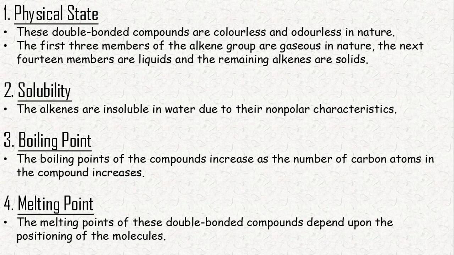The boiling point of these compounds, like ethene, increases as the number of carbon atoms in the molecule increases. The melting point of these double bonded compounds depends upon the position of molecules. It means the changing of places of the carbon or hydrogen. You will learn about this in the isomerism chapter, where you will learn what the positioning of molecules is.